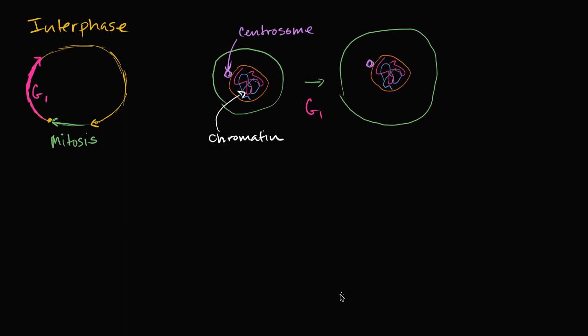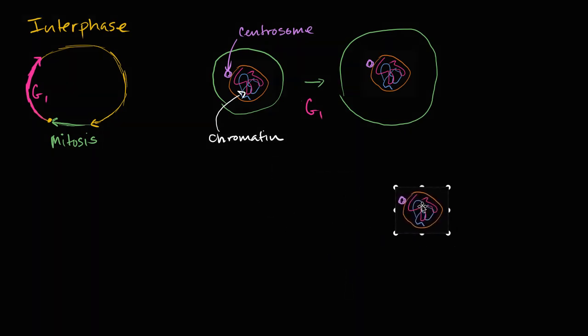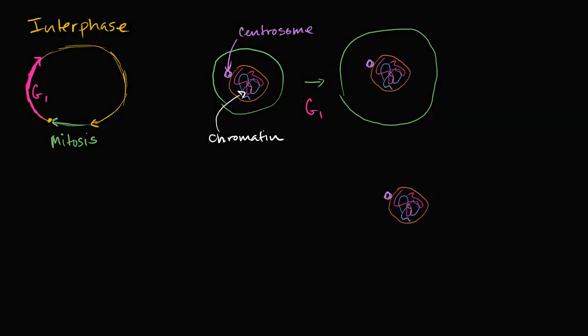So let me draw the nucleus and the centrosome again. Let me draw that again, and let me draw the cellular membrane, this nice, healthy, growing cell. And now its DNA is actually going to replicate. So instead of having one copy of its DNA, it's essentially going to go to 2 copies.